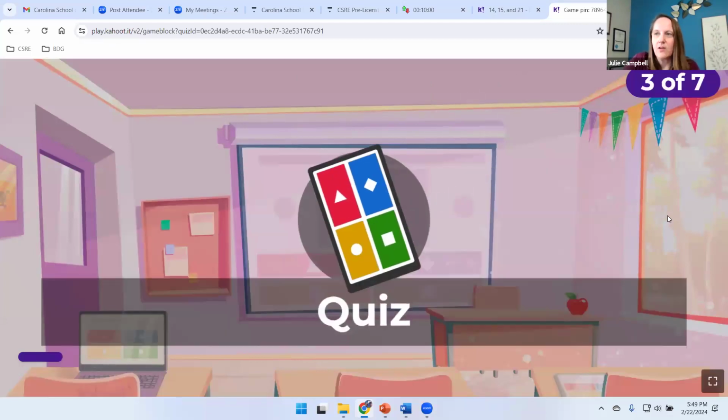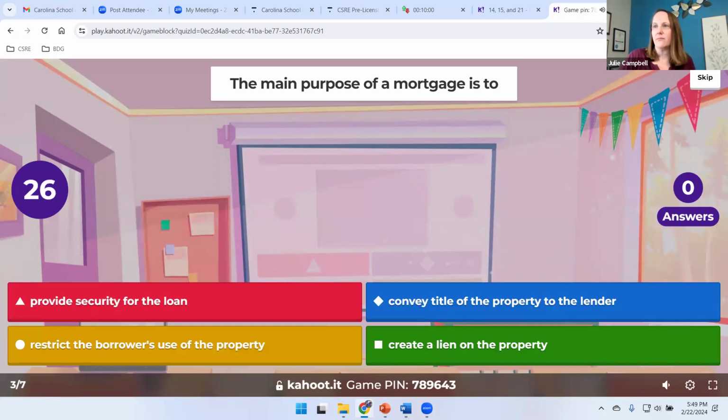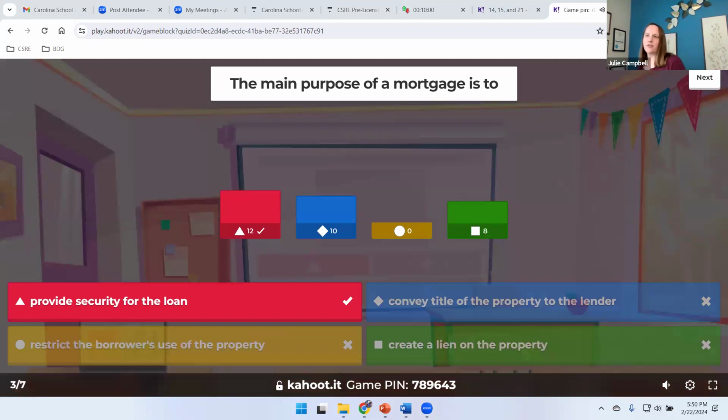Question number 3. The main purpose of a mortgage. It offers security for the loan. The mortgage is what gives the lender the collateral on the property. The mortgage is what the lender has in the event of the borrower's default. Questions on this one?